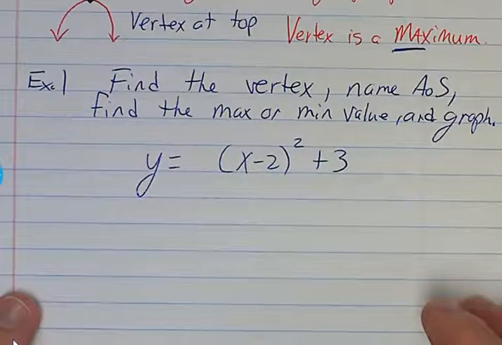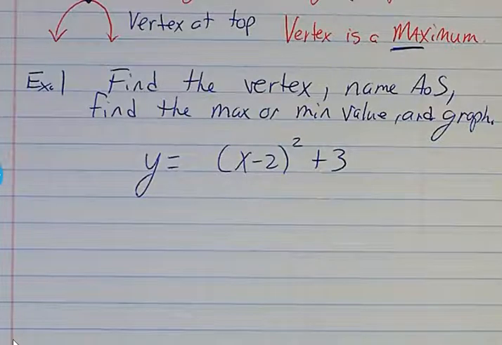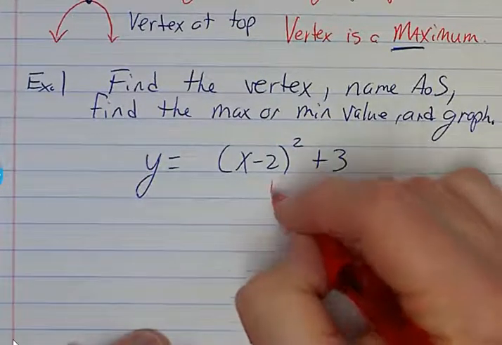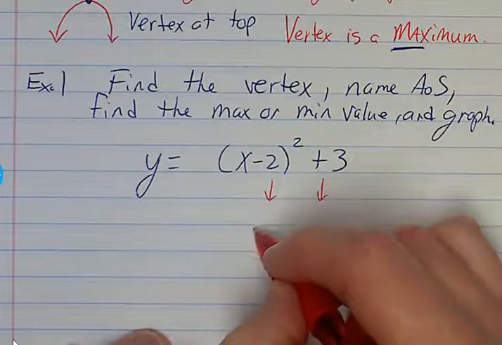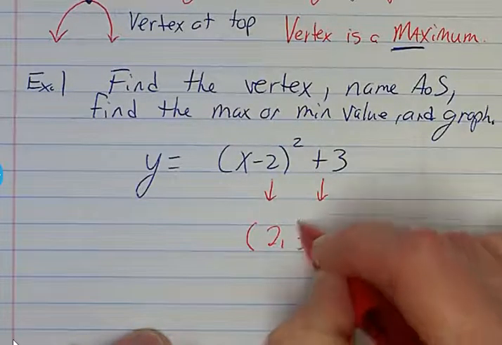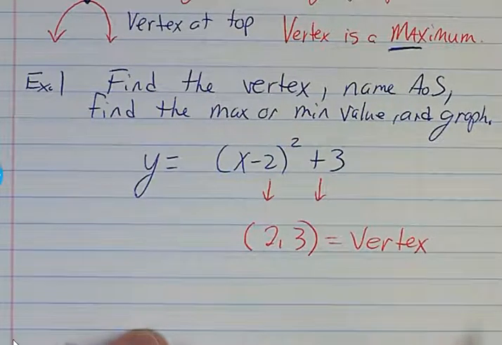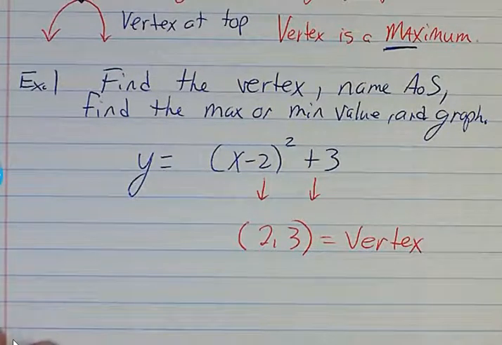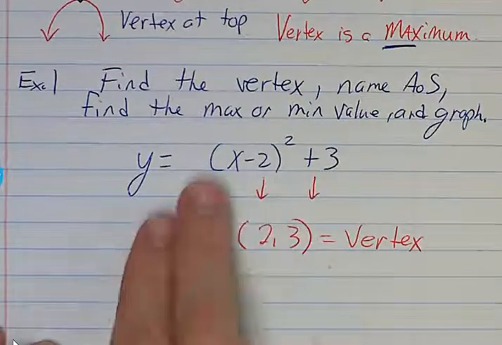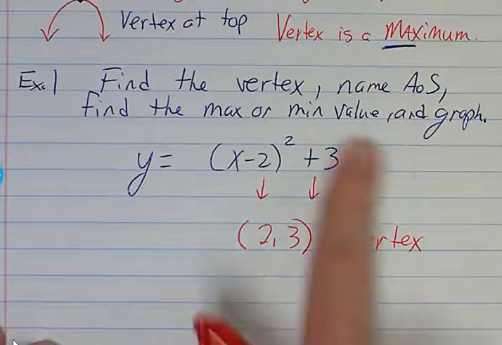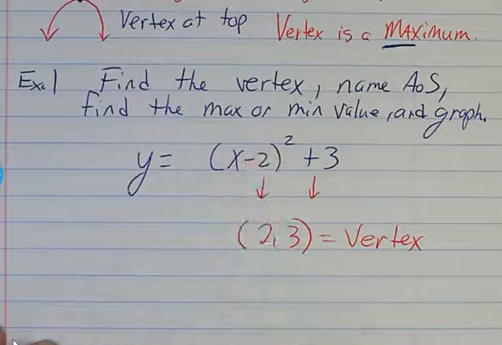Okay, so here we go. Y equals x minus 2 squared plus 3. Okay, now just like we did with absolute values, you take out the 2 numbers that are behind the x. Number on the inside goes first, number on the outside goes second, and again you still change the sign to make it 2, 3.